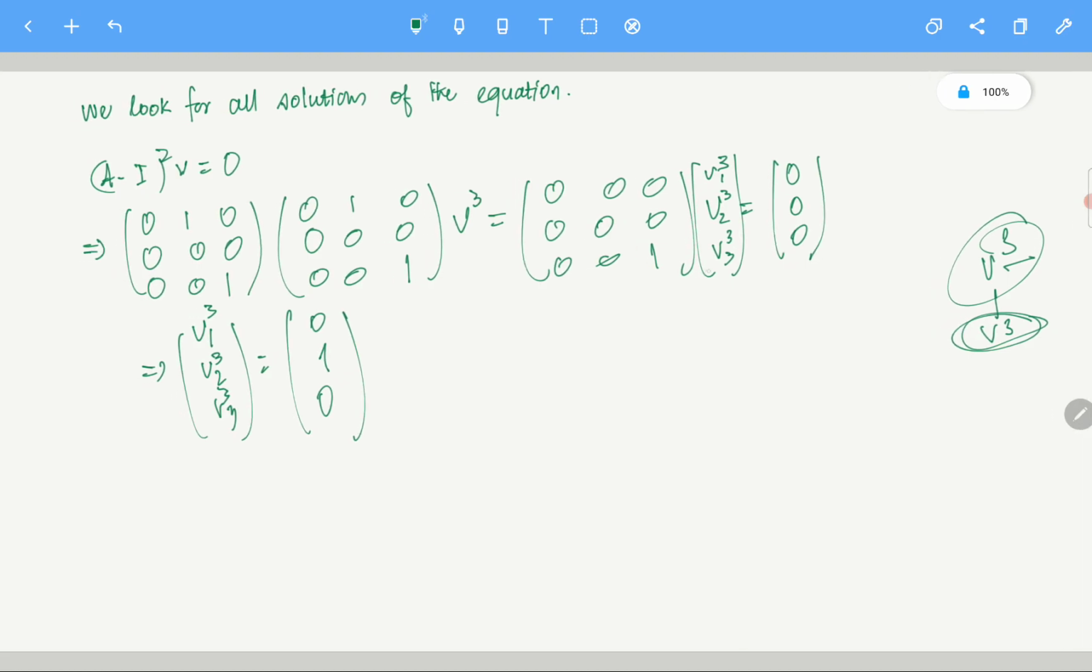So see, this is a V3 such that (A minus lambda I) squared times V is 0, but I also need to check that this V3, it's not cube, this is just a subscript, must also satisfy that (A minus lambda I) times V3 is non-zero. That also has to be satisfied. Okay, so I mean, it's not a very difficult thing to see that that's non-zero.